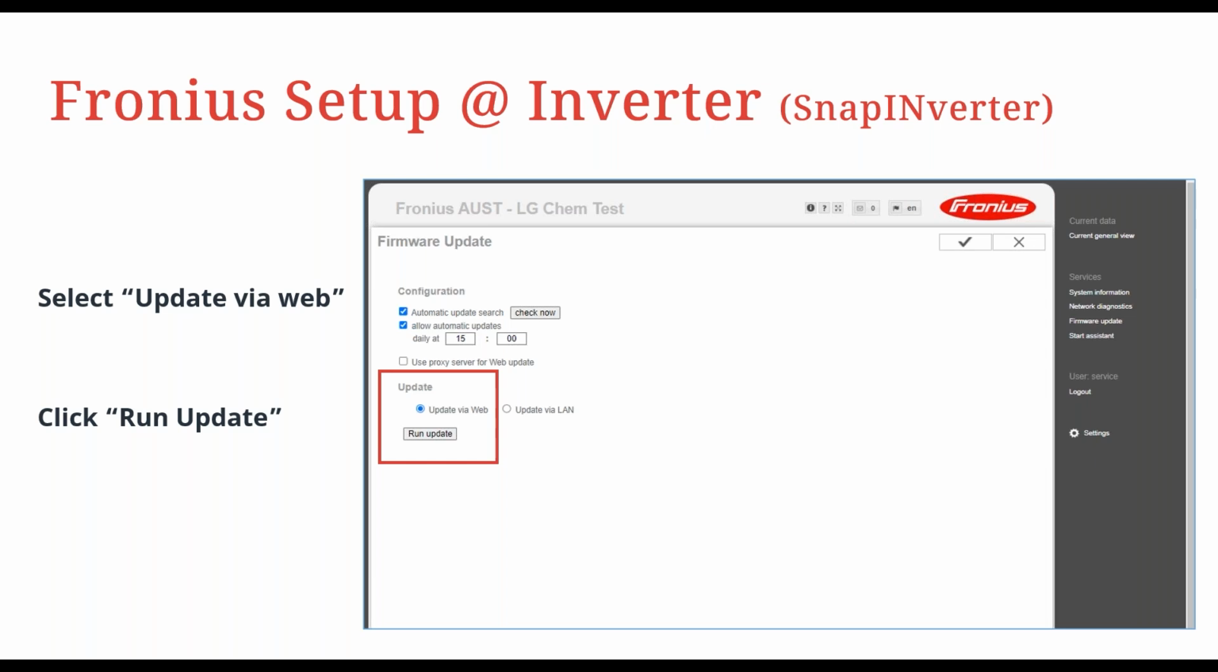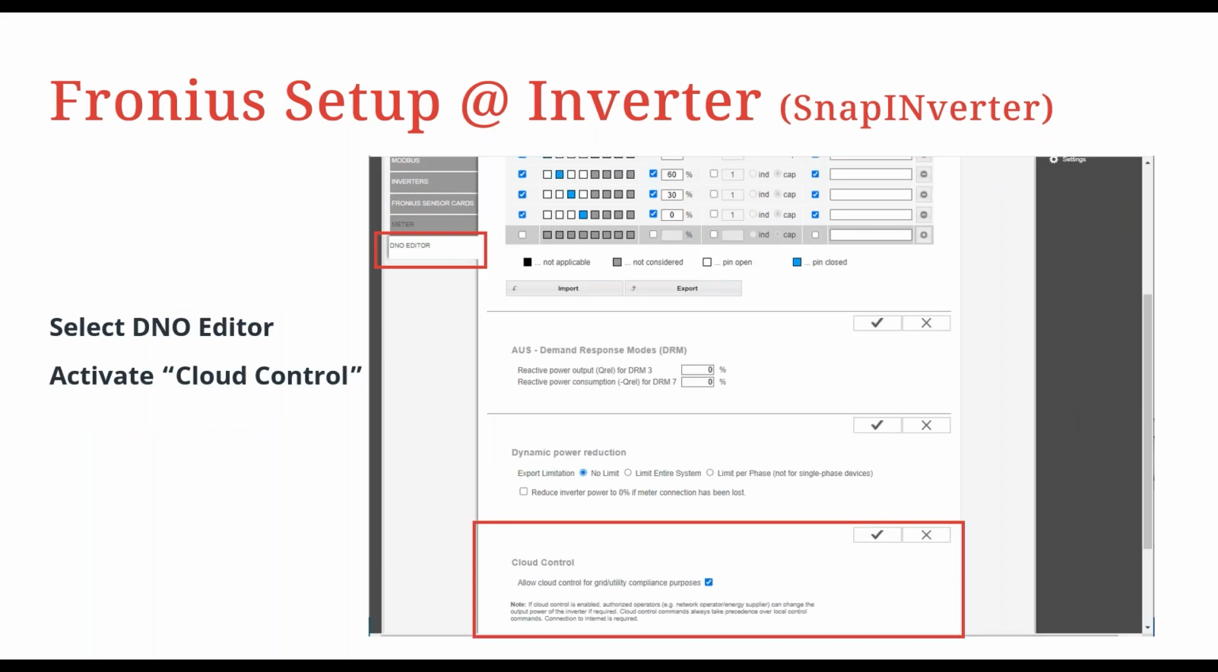Once you've done that, or you can try it beforehand if it's available, under Settings, under DNO Editor, you'll have to go to the tab down the bottom called Cloud Control, and allow cloud control for grid utility compliance purposes. You tick that, and then you tick the box next to it in order for it to save.